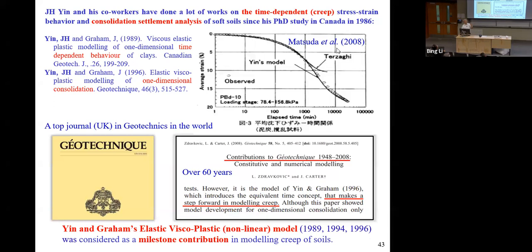But if you only apply Tasaki's theory, the settlement stops here, no further settlement, because Tasaki's theory cannot consider creep. So for clayey soil, you have to consider creep. And the professor in Japan considered that all the models' performance is very good in comparison.